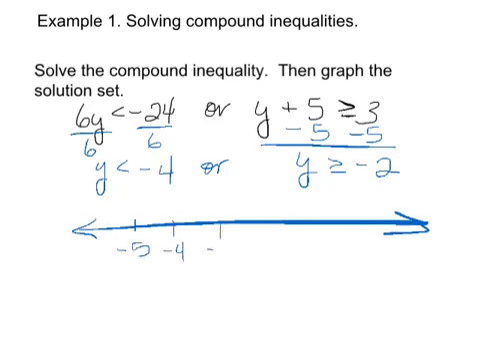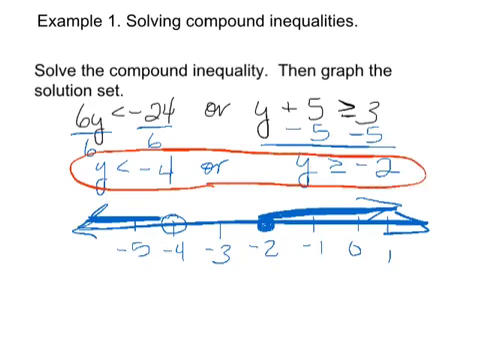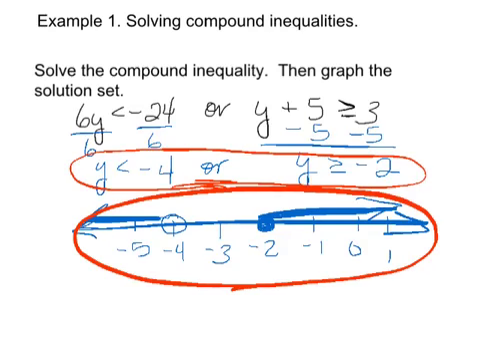Open dot at 4, arrow going this way. Closed dot at 2, arrow going this way. There is your answer. I'll circle it to make sure you know what we're looking for. This with the or in between is your answer.